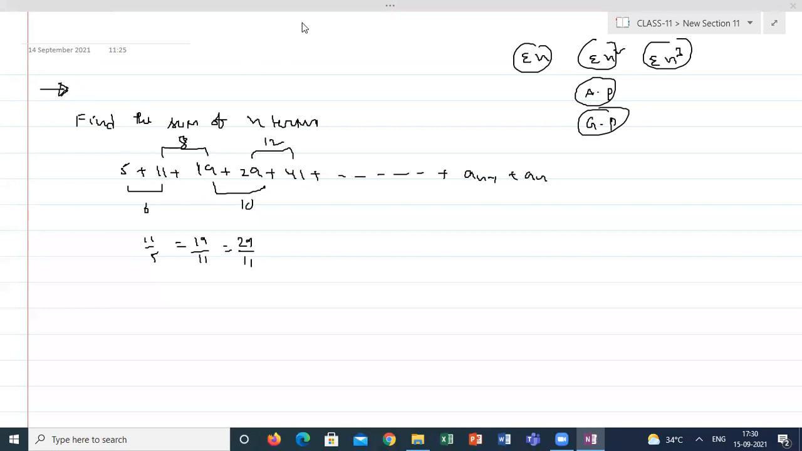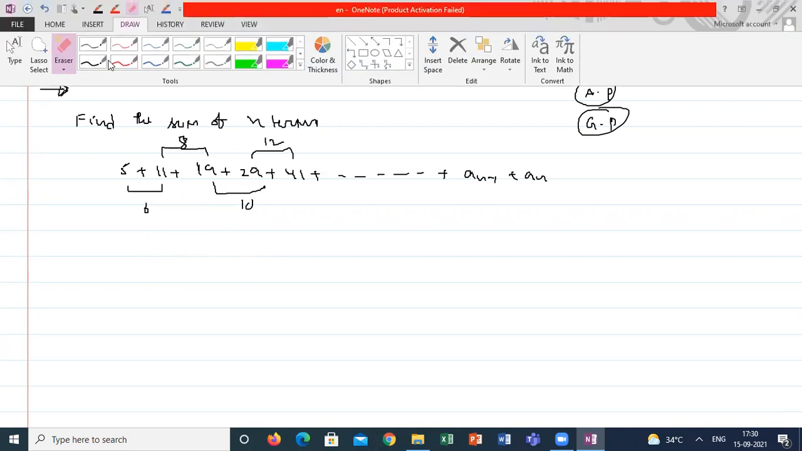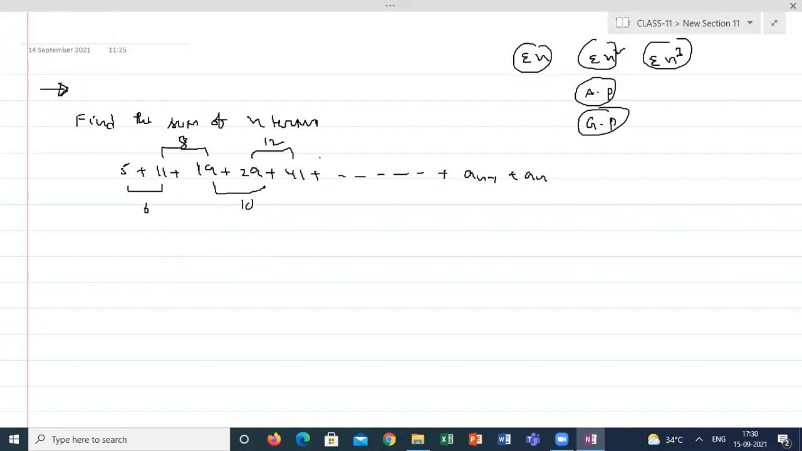But I found a relation: they are adding in such a way that the addition increases by 2 each time. So here 6, then 8, 10, 12. Again, I can expect 14 after 41, so I may get 41 plus 14. So my Sn is 5 plus 11 plus 19 plus 29 plus 41 and so on.